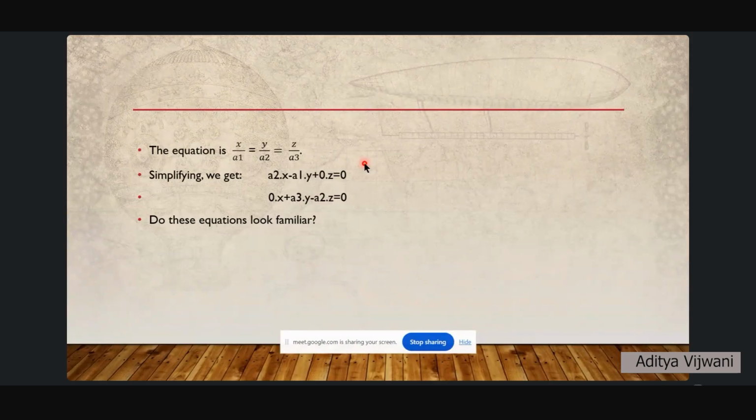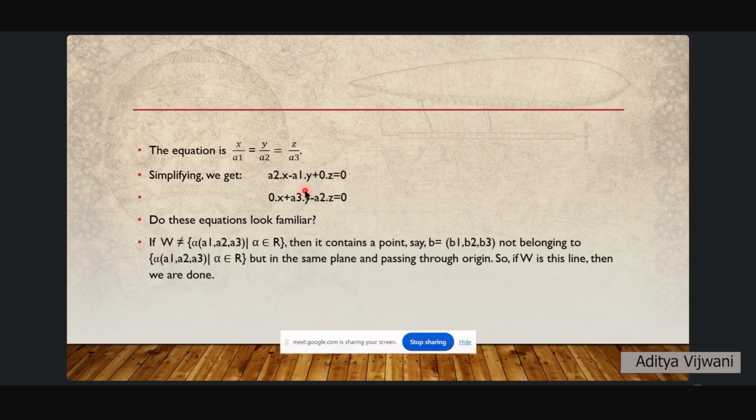So they basically look like, yeah, a plane, with one of the coefficients being 0. Here the coefficient of z is 0, and here the coefficient of x is 0. So yeah, it seems to be some special case of the equations of a plane.